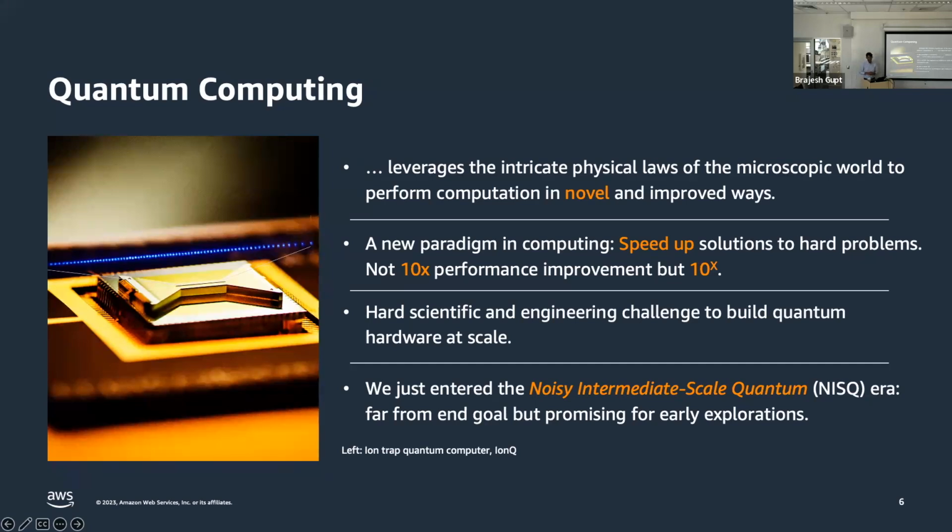But the idea is that even though it's very error prone, maybe one will be able to work with what are called hybrid algorithms and use them in some capacity to solve interesting problems. So that's where a lot of research is going on today, in terms of hybrid quantum and classical computing.